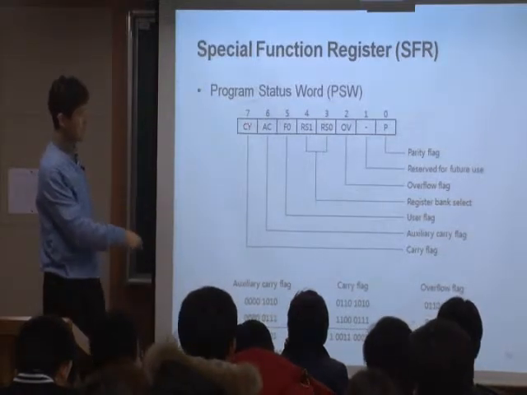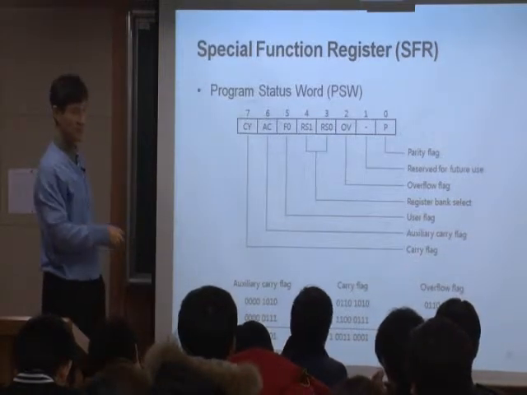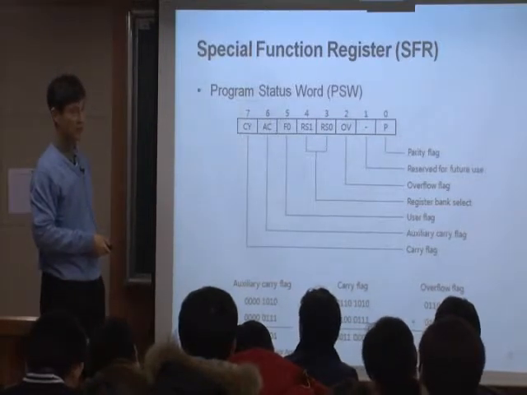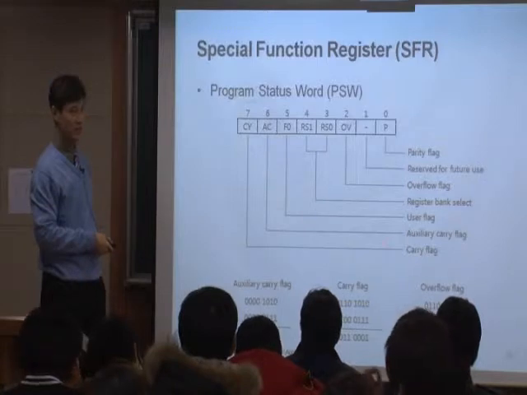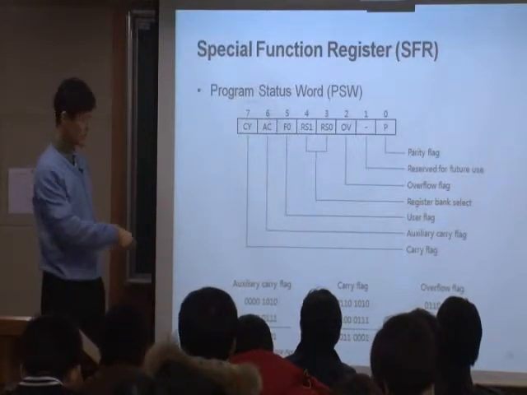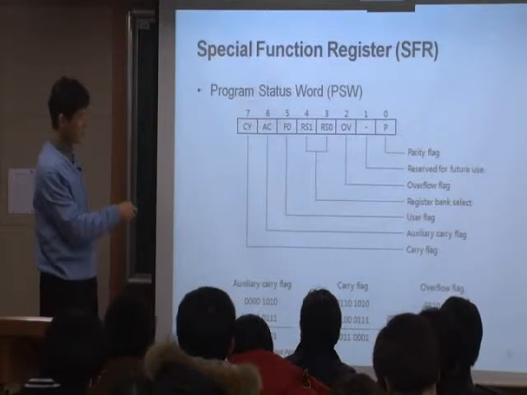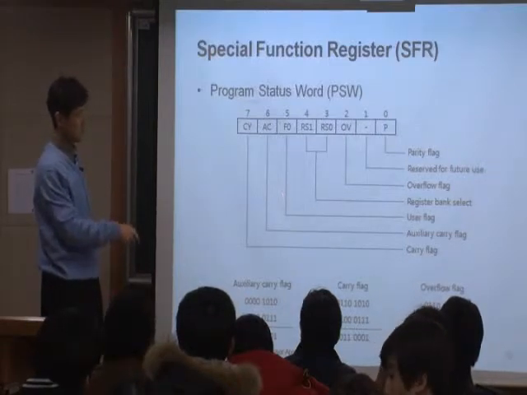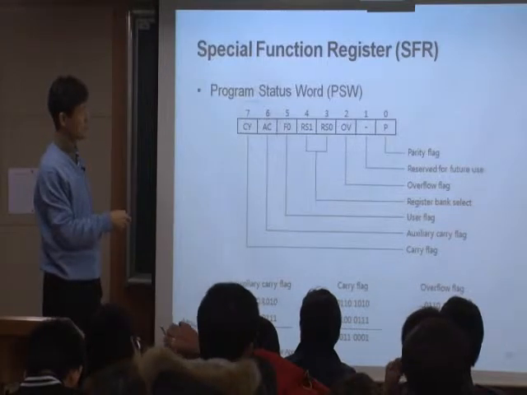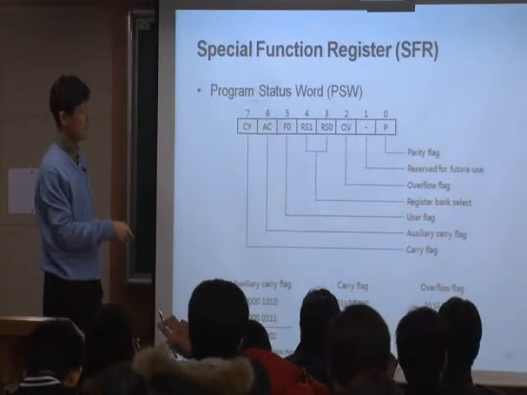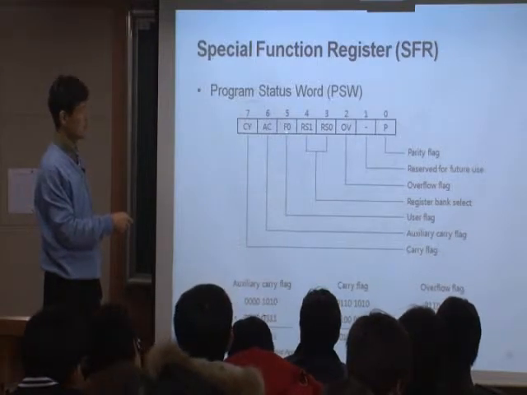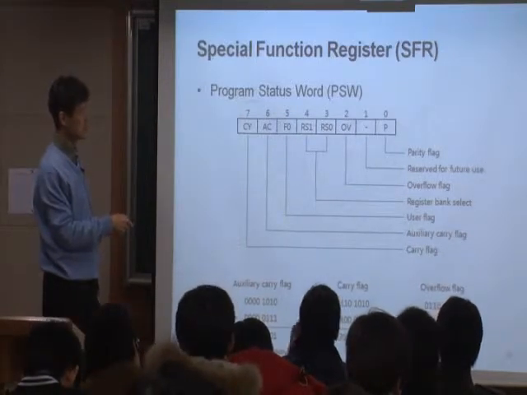First one is called the carry flag. Now we need to know what carry is. You learned carry in another course, right? Okay, we will look at it here. And the second bit is auxiliary carry, a similar one. F0, user flag. Actually, this is not used, so right now you can forget this. RS1, RS0, what is this one?